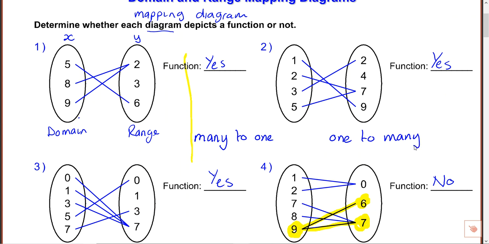Do you get where that comes from? So many to one is where more than one input goes to one output. More than one, to one.